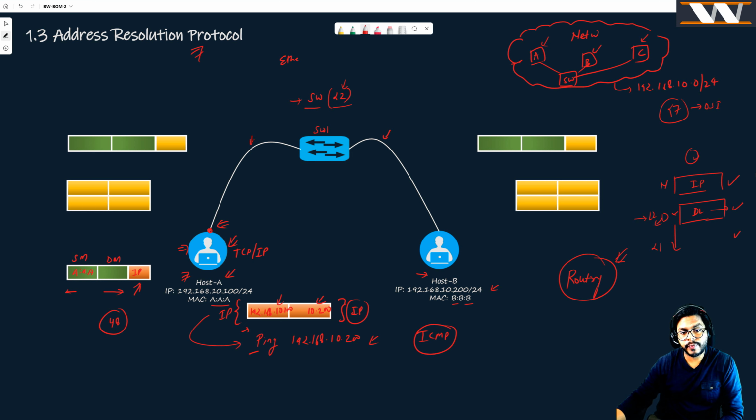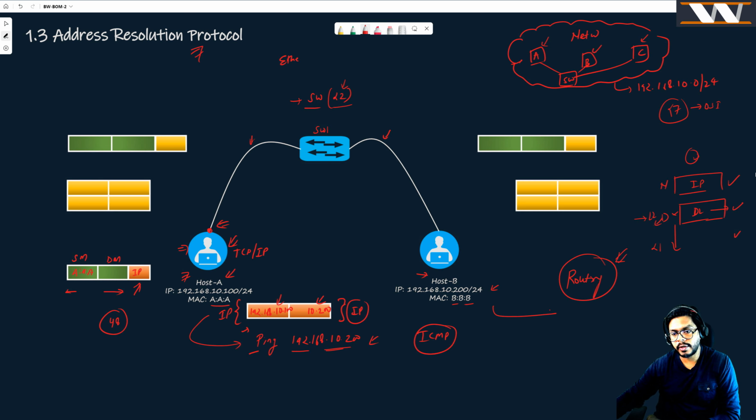Why? Because whenever I write 192.168.10.200, the host calculates whether I am talking inside my own network or I am going to talk to a totally different network. And believe me, it can calculate. Now you can calculate after learning subnetting, right?